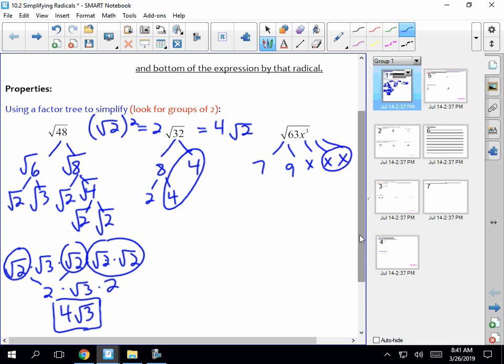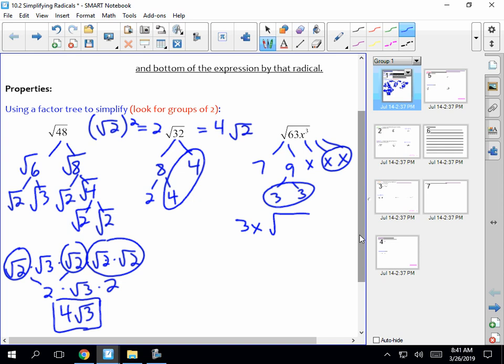Can you see any other pairs here? Okay, but we can take the 9 and write it as 3 times 3, right? So I do have another pair there. So my two things that I have pairs of are 3's and x's. So those both come out of the radical. So I have 3x. And then what stays under the radical?